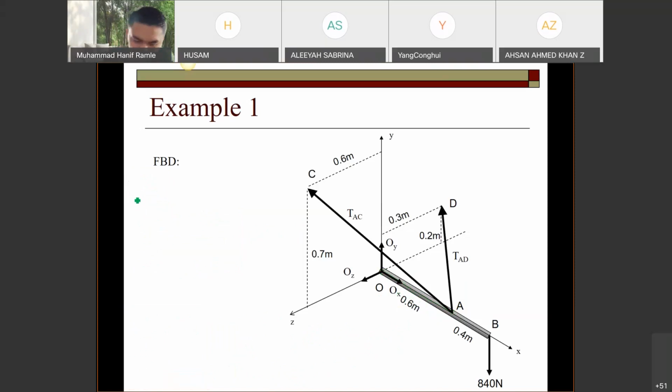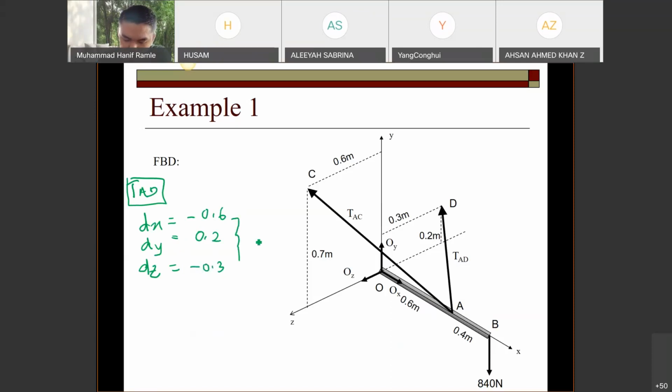For the TAD, same as TAC, you have to determine dx, dy, and dz. What is the value for dx, dy, dz? Negative 0.6, correct. Dy? 0.2, correct. Dz? Negative 0.3, correct. And then you will get d. What is the value for d? 0.7.